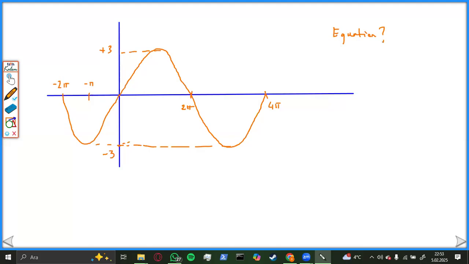Three sine x. 3 sine x? Yeah, I think. Are you sure? As far as I see, you say that y is 3 sine x. Are you sure? No. Okay, let's check the period once again.